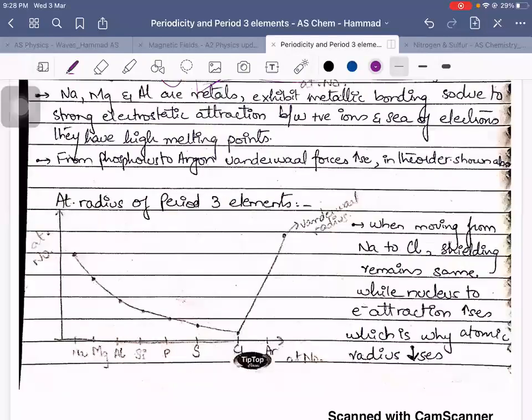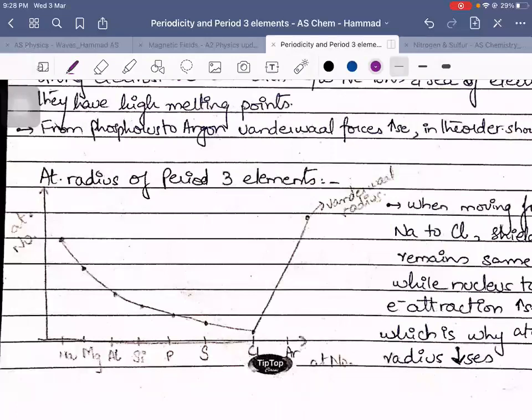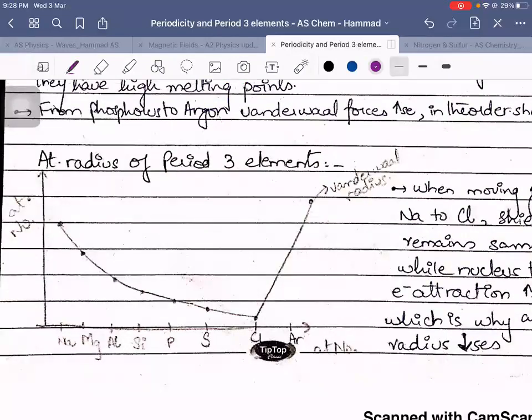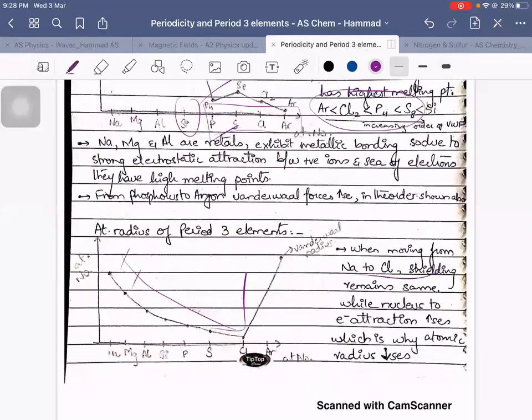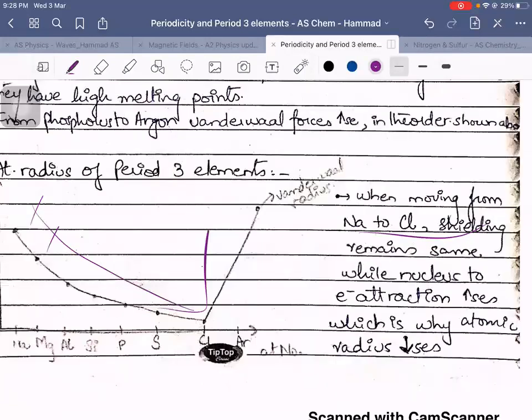Atomic radius graph. Sodium will lose 1 electron, magnesium loses 2 electrons, and so on. Your radius keeps on decreasing. When moving from Na to Cl, shielding remains the same, while nucleus to electron attraction increases, which is why atomic radius decreases.